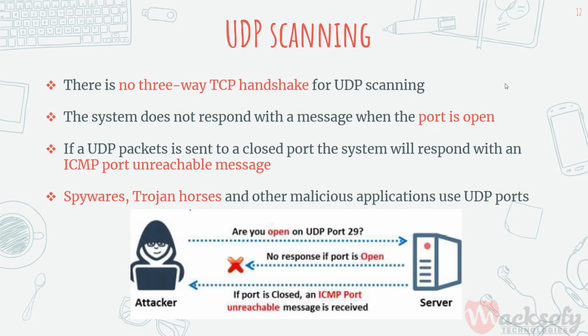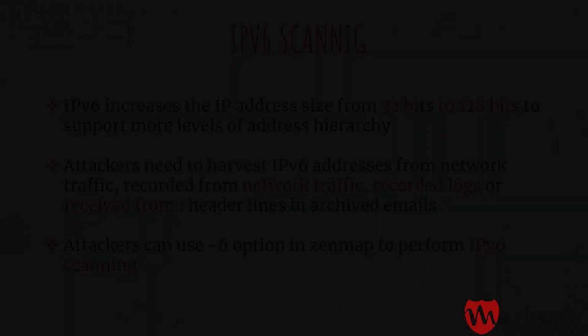Now we talk about UDP scanning. As we know from the UDP protocol, there is no three-way handshake in UDP. So how does the system actually know whether the port is open or not? When the port is open, the server does not respond. But if the port is closed, an ICMP port unreachable message is received by us.